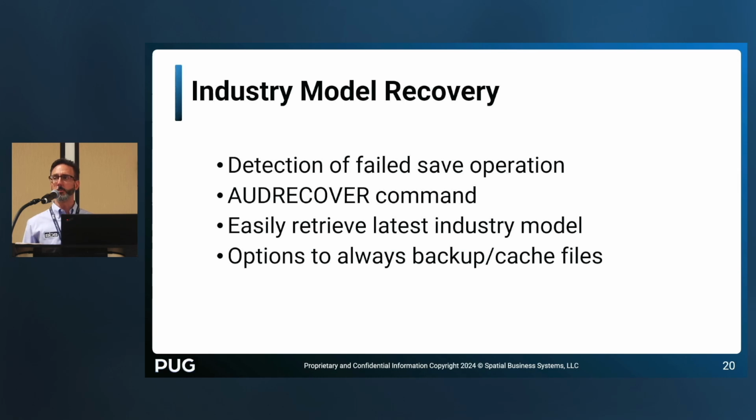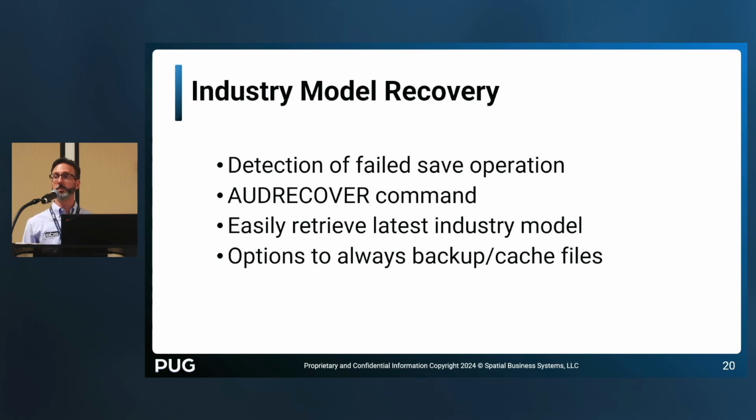There are also options to always back up the file, to create a backup of the industry model file. I think this came up because of situations in Citrix, where maybe your temp directory might be lost after an ended Citrix session or something. So some of these options allow the industry model database to always be cached to a directory. This just allows you to always be able to go back and find that file if necessary.